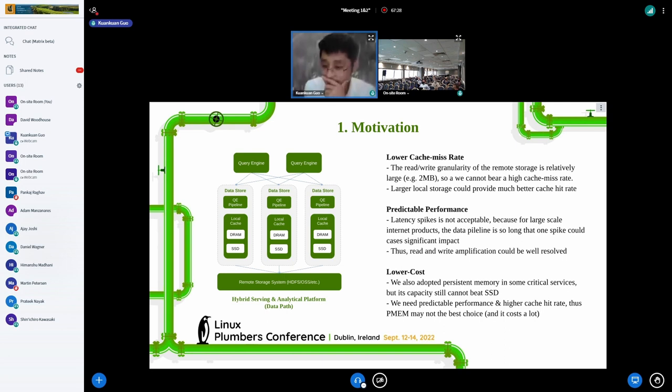The last requirement is we want a lower storage cost. Everyone loves low cost, of course.